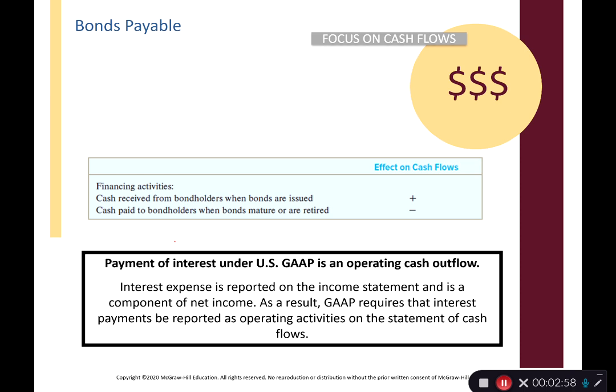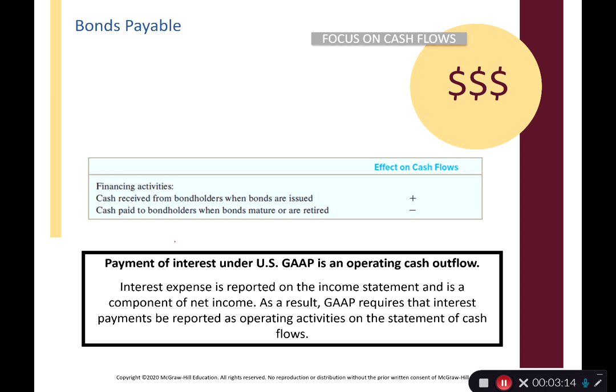How are bonds shown on cash flows? Well, like any long-term loan, long-term debt and equity goes under financing. So when we borrow money from banks or from bondholders, that money shows up as a financing cash inflow. And when we pay it back, it's an outflow.